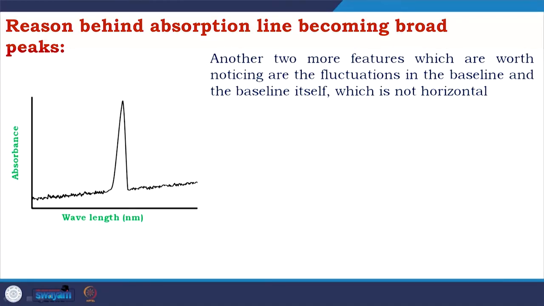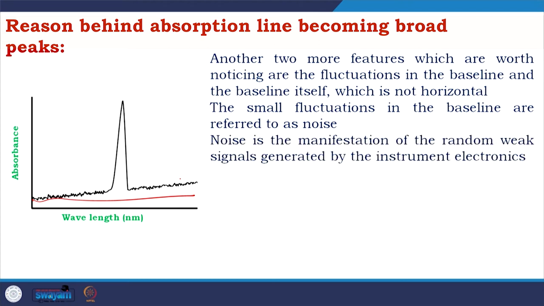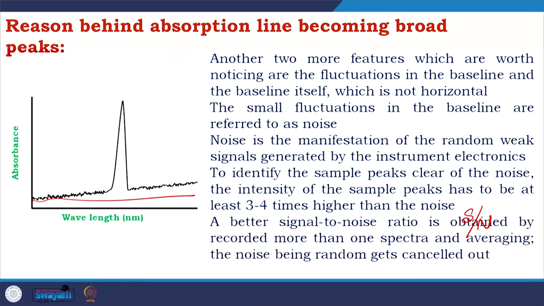Another two features which are worth noticing are the fluctuation in the baseline and the baseline itself, which is not horizontal. If you see, the baseline is not straight, which it is supposed to be, and it is not horizontal. The small fluctuations in the baseline are referred to as noise. Noise is the manifestation of the random weak signals generated by the instrument electronics. To identify the sample peaks clear of the noise, the intensity of the sample peaks has to be at least 3 to 4 times higher than the noise, the signal to noise ratio. A better signal to noise ratio is obtained by recording more than one spectrum and averaging. The noise being random gets cancelled out. So, you do the scanning, as we say.